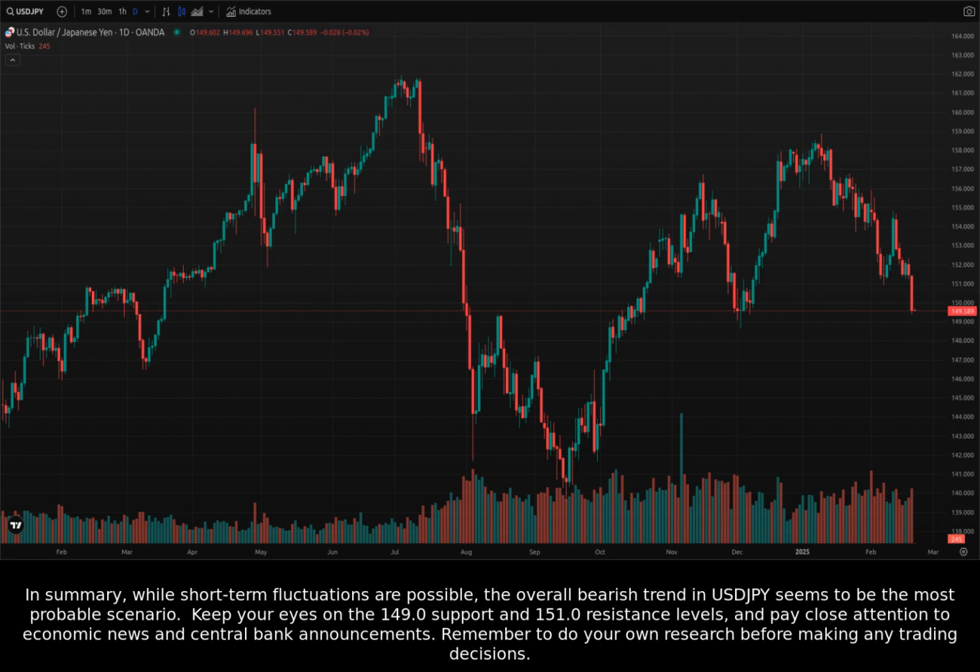Keep your eyes on the 149.0 support and 151.0 resistance levels, and pay close attention to economic news and central bank announcements.